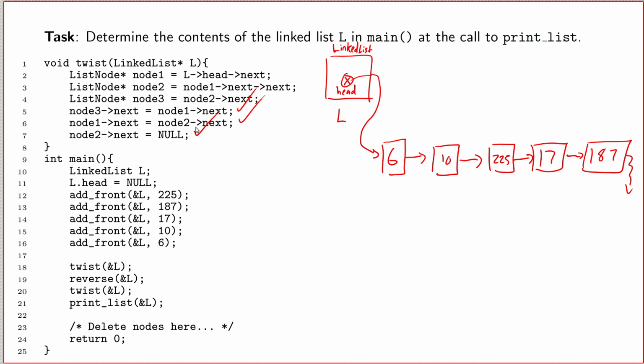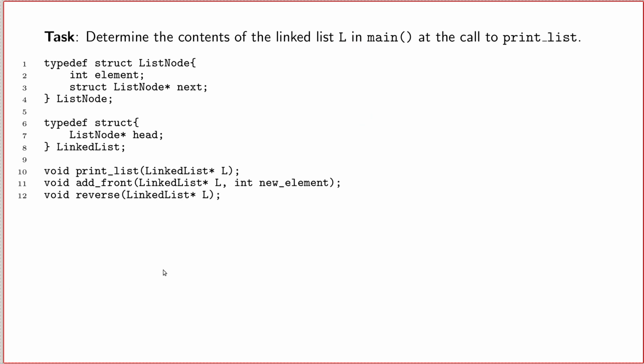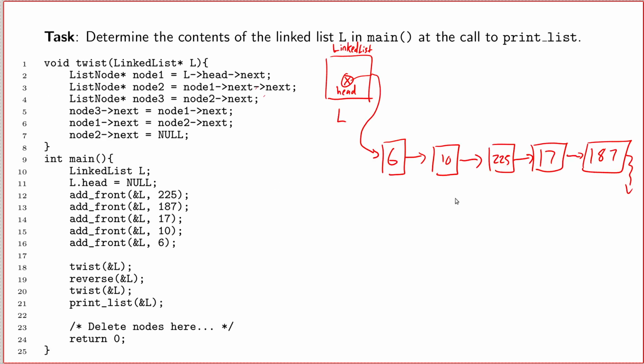All right, so I've now finished my call to the twist function, and I'm back on line 19, reverse. And we haven't been given the code to the reverse function. We've just been told that it works. Okay, so if it works, I guess it should do the following. The list should end up being 187, 17, 225, 10, 6. Okay, so once I've finished with the reverse function, this should be the contents of my list.